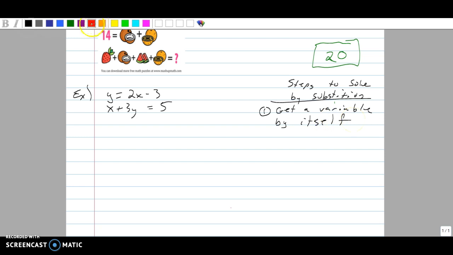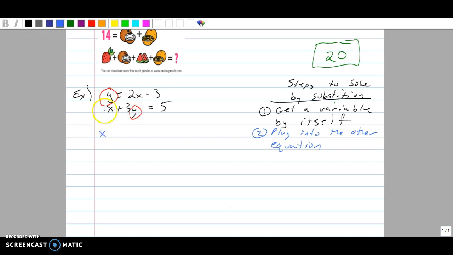Get a variable by itself, and check this out. Good news. We do have a variable by itself. See how I have y by itself on the top there. So that was easy. Step 2, we are going to plug into the other equation. So we have y by itself. We have another equation that also happens to have y. So what we're going to do is we're going to substitute for y.